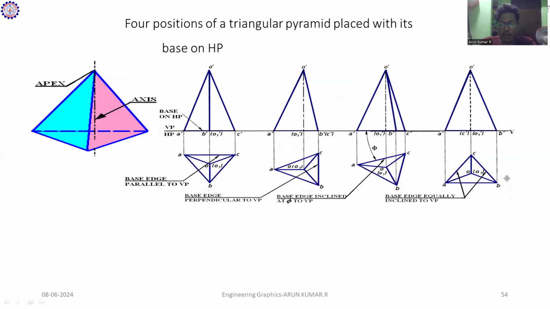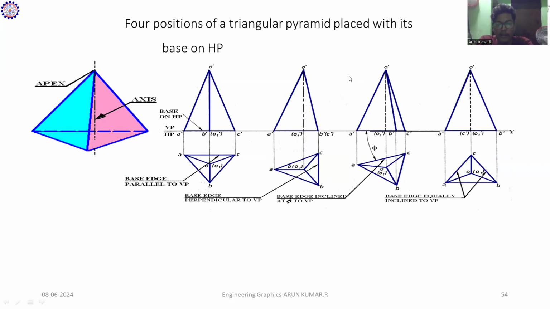While discussing this problem, you have to check clearly what type of conditions are given in the problem. Okay, so let's move on to the problem. Here I have to take the solid where the base edge is inclined to VP. We already saw that an inclination to VP means you proceed below the XY line, that is the representation.